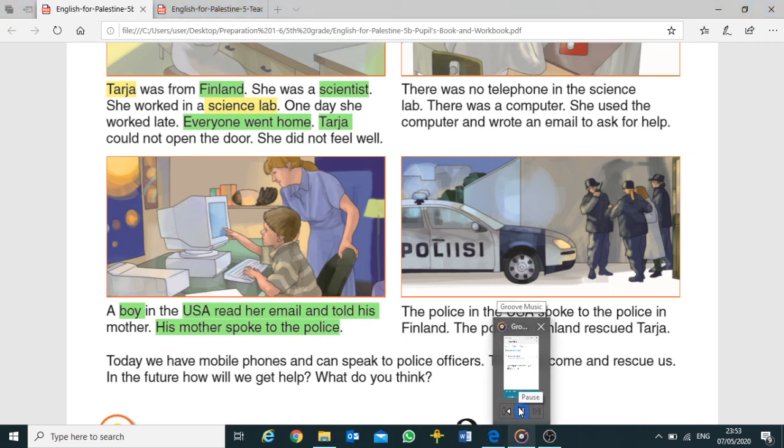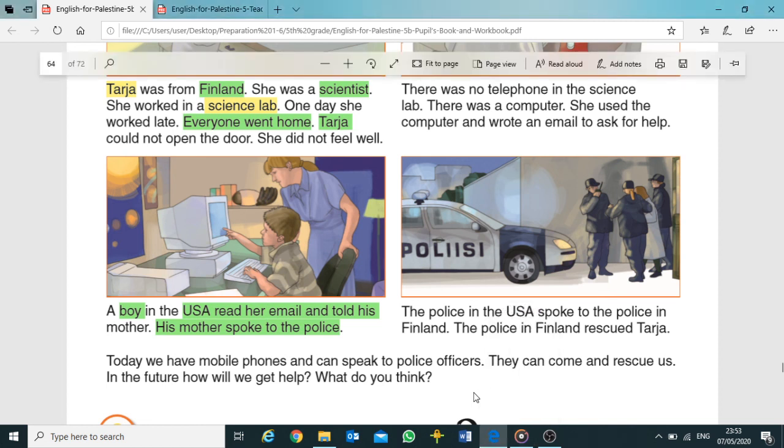6. Who rescued her? كمان who نسأل عن شخص. Who rescued her? مين أنقذها لتاريا؟ في آخر صورة عنا هون. Very good. The police in Finland rescued Tarja. So this is the answer of question number 6. The police in Finland rescued Tarja.